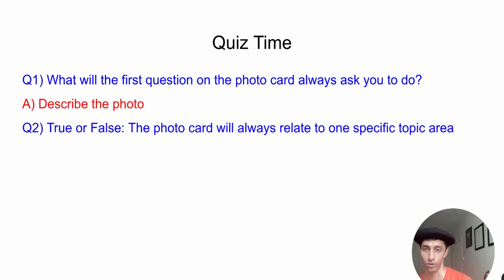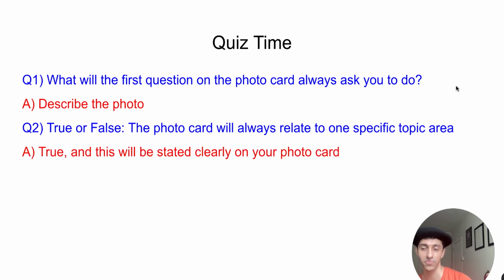Okay, question 2 is true or false. So the photo card will always relate to one specific topic area. Is that true or is it false? I'll give a bit of time to think through before showing the answer. This is actually true. And that particular topic area will be stated clearly on your photo card as well. So make sure that you read and note all of those details while you're preparing.